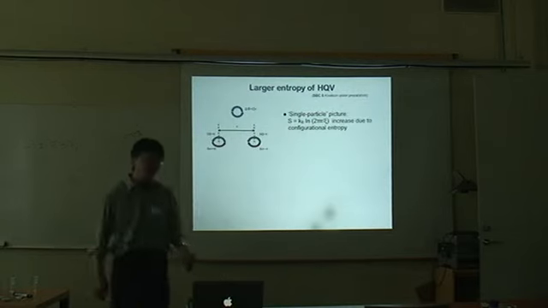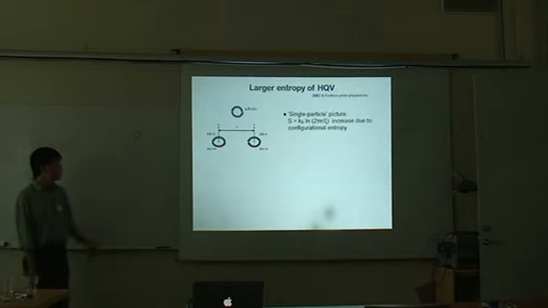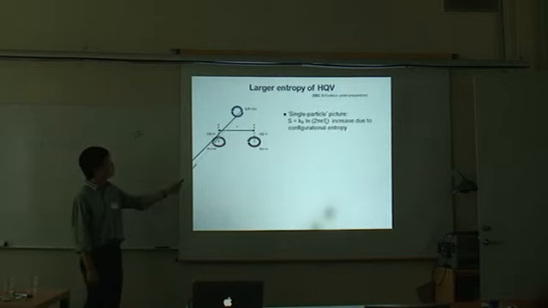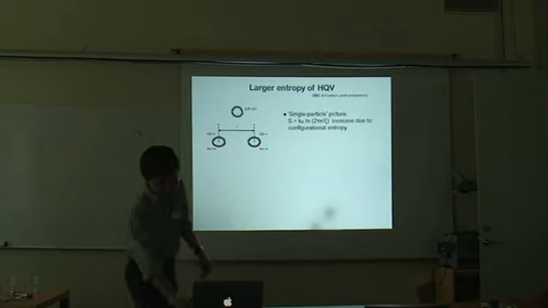So this collective excitation entropy can be understood in this way. Something that we can immediately see is the single particle picture. If you split one full quantum vortex into a pair of half quantum vortices, you're certainly going to gain this configuration entropy.